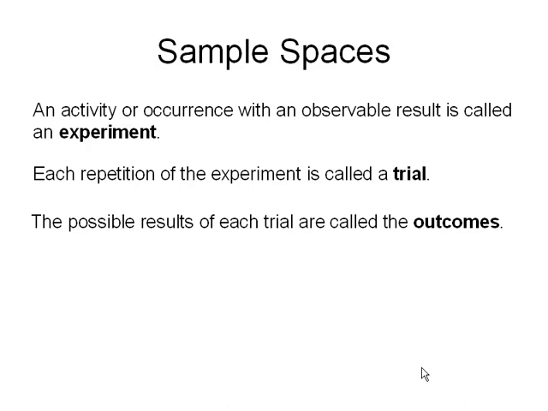The possible results of each trial are called the outcomes. So when I roll the die, I could get a 1, I could get a 2, a 3, a 4, a 5, or a 6, because I'm counting the number of dots on the face.